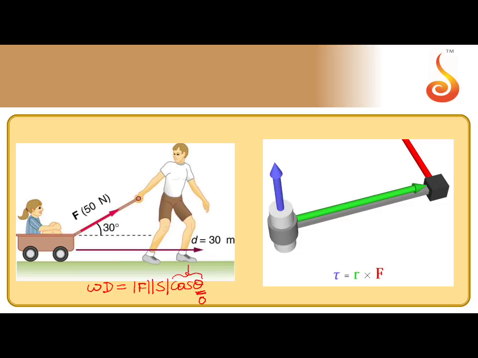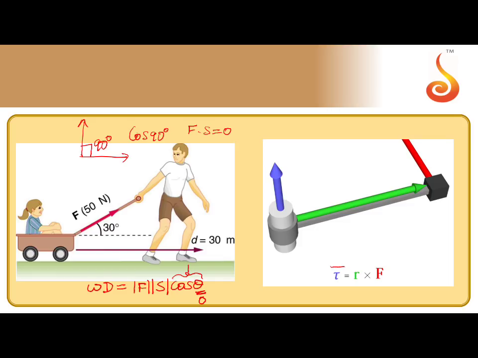On the other hand, if the two vectors are perpendicular to each other, theta will be 90, cos 90 will be equal to 0. Therefore, the dot product F dot S will be equal to 0.